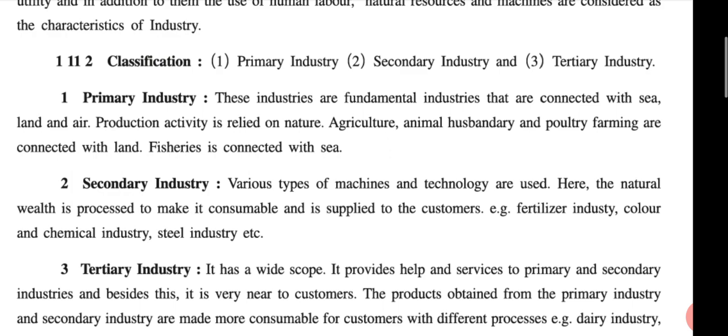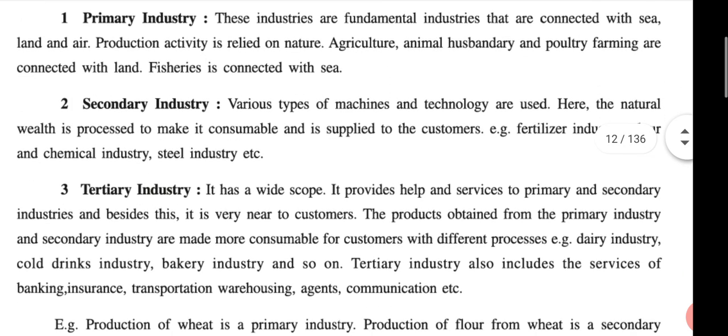And the third is tertiary industry. It has a wide scope. It provides help and service to the primary and secondary industries. Besides this, it is very near to the customer. See, students, primary and secondary industries are included in tertiary. That means a tertiary industry is helpful to and provides a service to the primary and secondary.